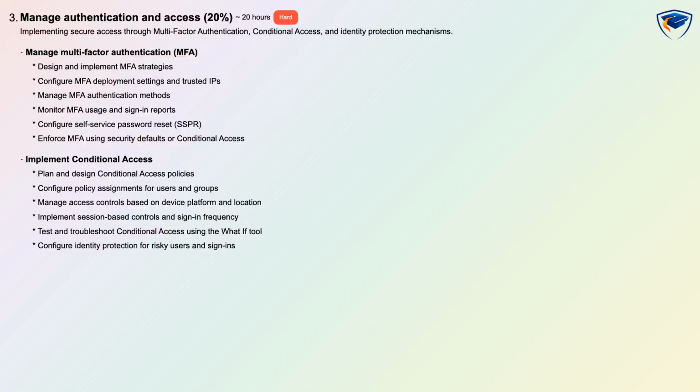The Manage Authentication and Access domain is all about implementing secure access through multi-factor authentication, conditional access, and identity protection mechanisms. In this domain, you will learn about managing multi-factor authentication, including designing and implementing MFA strategies, configuring MFA deployment settings, and enforcing MFA using security defaults or conditional access.